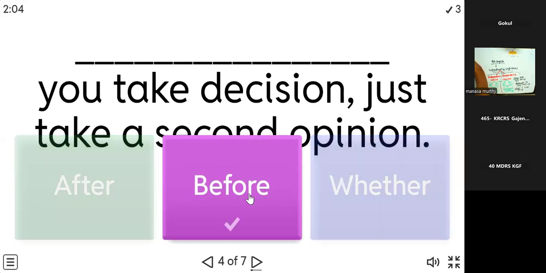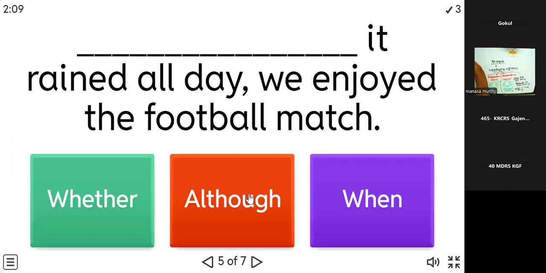Before you take decision, take a second opinion. So before is the subordinating conjunction over here. Dash, it rained all day. We enjoyed the football match. Whether it rained all day, we enjoyed football match. Although it rained all day, we enjoyed football match.